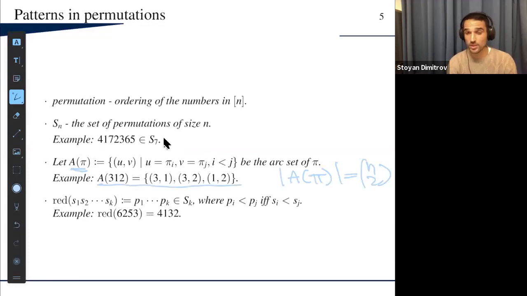I will also need the standard definition of a reduction of a sequence of numbers. The reduction of the sequence of numbers s_1 up to s_k will be a permutation of size k that is order isomorphic to the sequence. Here is one example. 6253 is order isomorphic to 4132, just because the smallest element is 2, and it's at the place of the element 1. The second smallest is 3. It's at the position of the element 2 in the permutation, and so on.